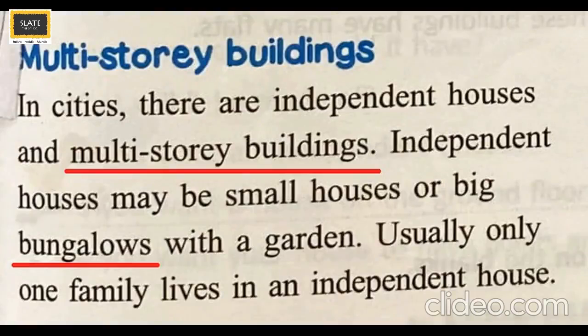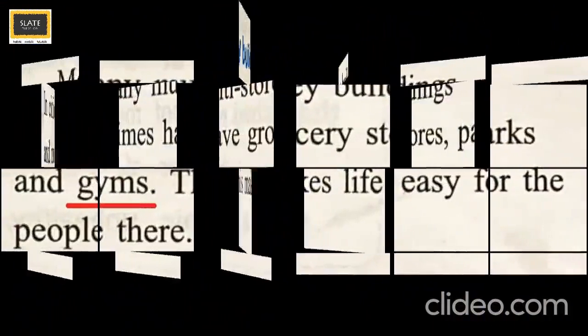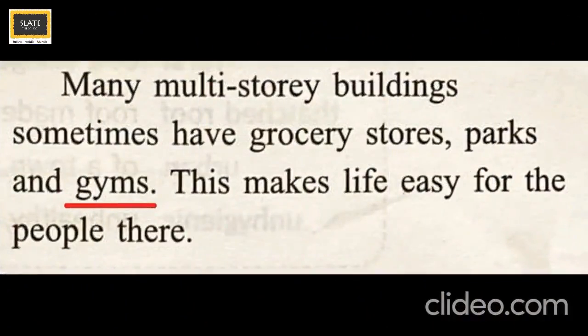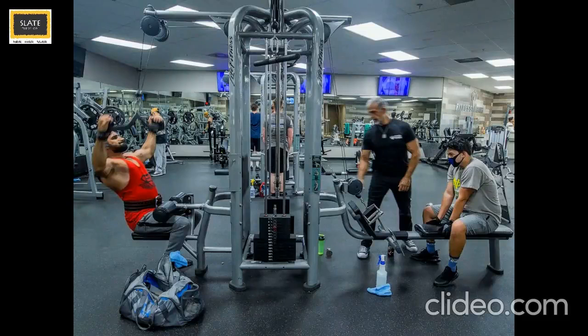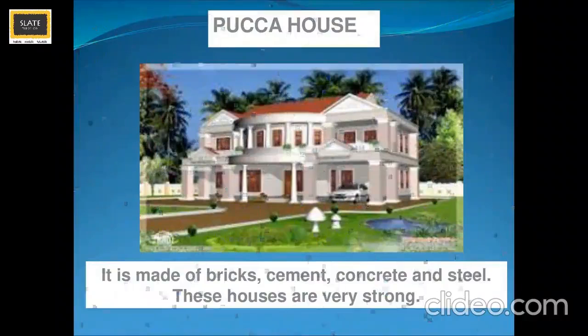Also underline the word bungalow, B-U-N-G-A-L-O-W, bungalow. Also underline the word gyms, G-Y-M-S, gyms. Gyms are places equipped with instruments for exercising. So Slaters, Pakka houses are strong and last for long.